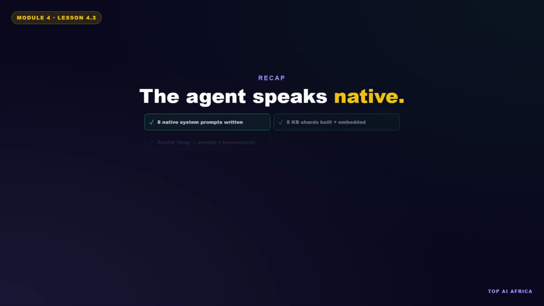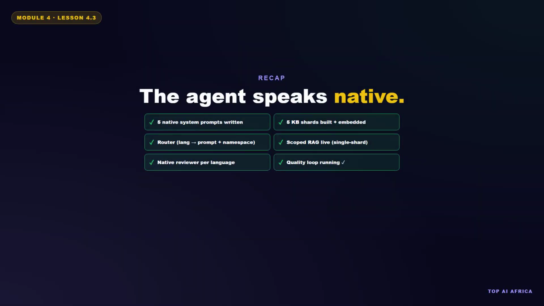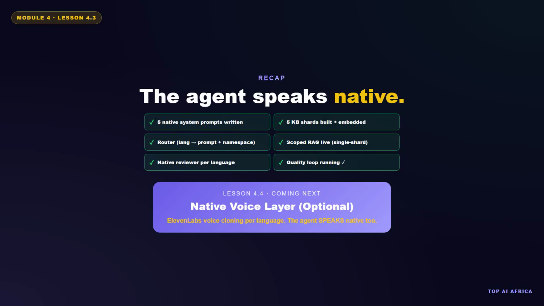Recap: 5 native system prompts, 1 per language, 5 knowledge base shards, 1 per language. Router selects prompt plus namespace based on detected language. RAG scope to single language. Quality loop with native reviewer per language. 5 distinct customer experiences from the same agent.